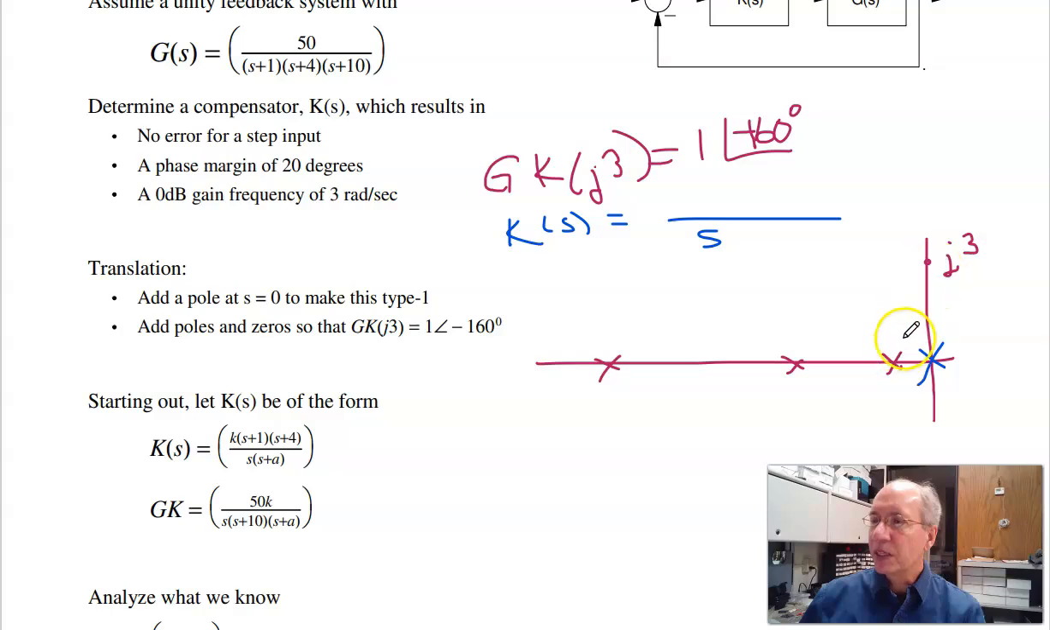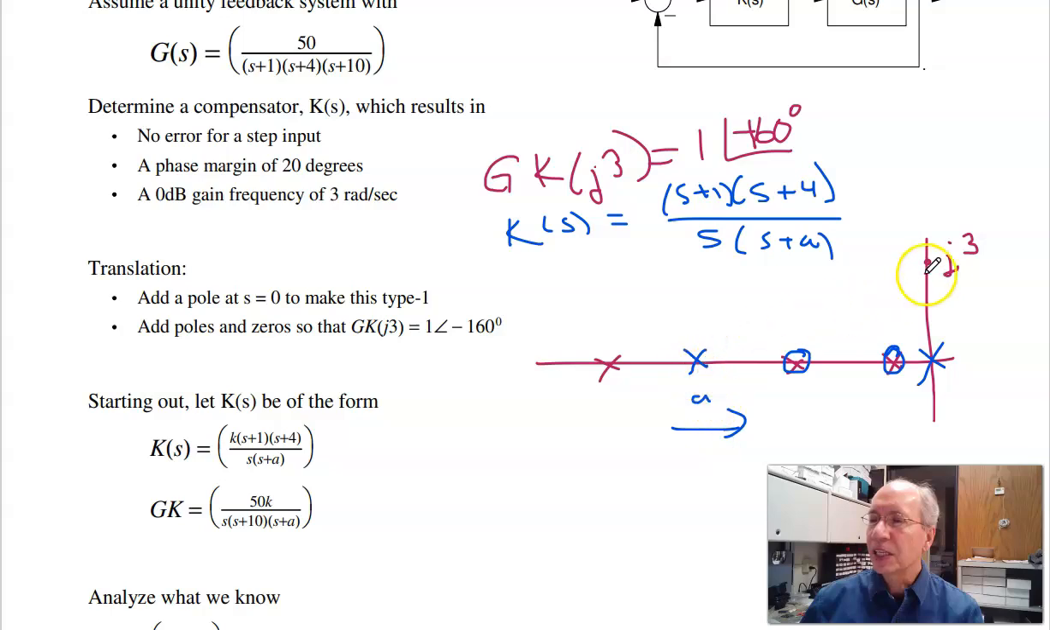If I do nothing, the phase is too much, so get rid of this pole. Still the phase is too much, so get rid of this pole. I now have 2 zeros. Add this pole somewhere. Slide it around till the angles add up to minus 160 degrees at j3. So that's the idea.